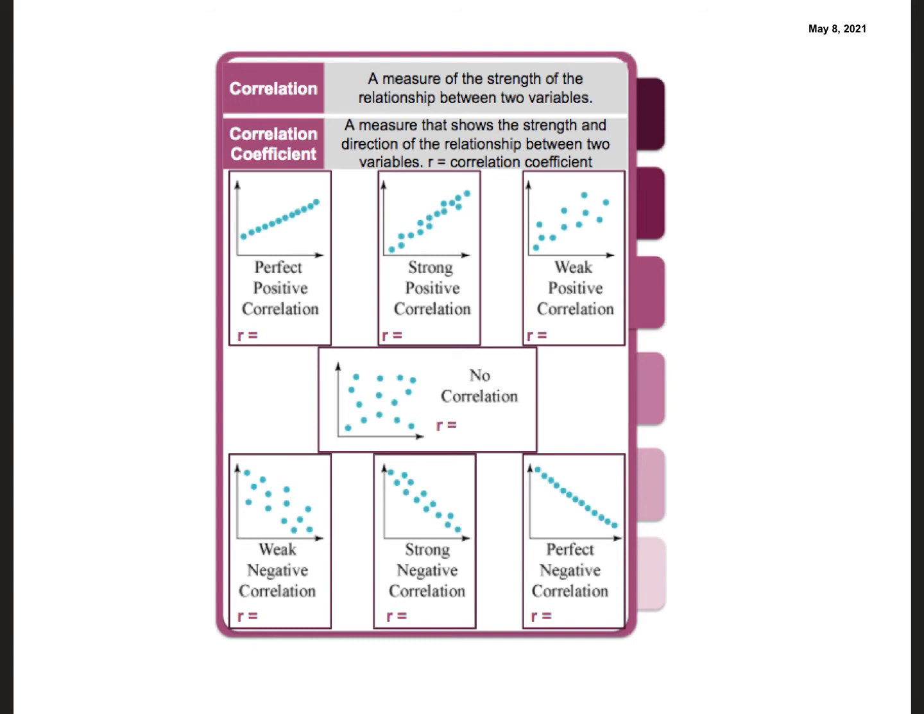what that number would look like for these graphs. Correlation is sort of like the vocab. Correlation coefficient, that's like the number that tells you about the correlation.